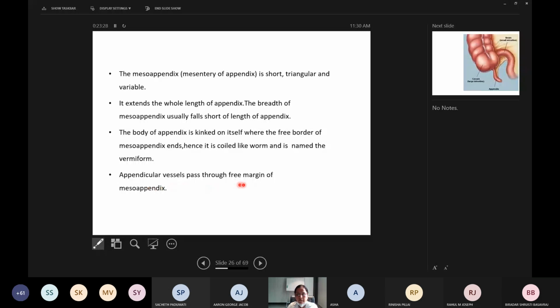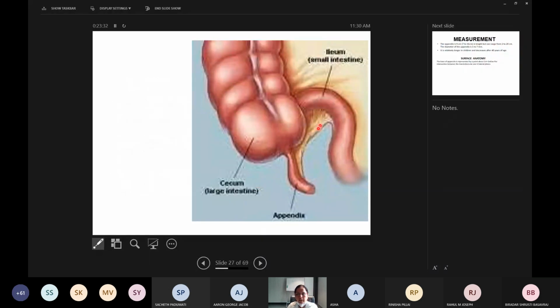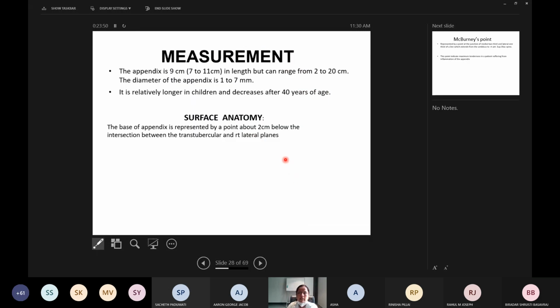And the appendicular vessels will pass through the free margin of the mesoappendix, that is, the appendicular artery passes through the free margin. The mesoappendix is short and the length of the appendix is more, so there will be kinking of the appendix, it will coil upon itself and give a worm-like appearance. The length, which we have already discussed, is around 9 centimeters, and it is relatively long in children and decreases after 40 years of age.